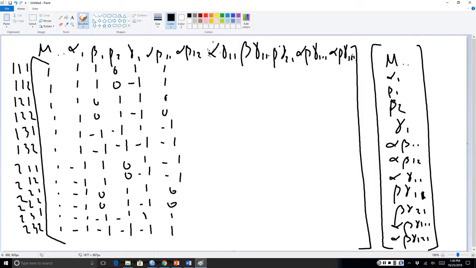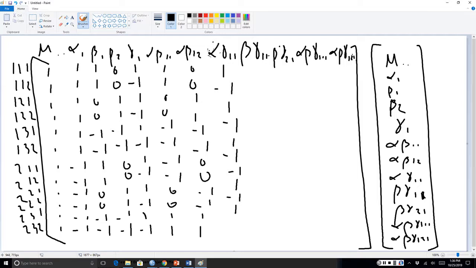Alpha, beta 1, 2. So it's alpha 1, beta 2: 0, 0, 1, 1, negative 1, negative 1, 0, 0, negative 1, negative 1, positive 1, positive 1. Alpha, gamma 1, 1, alpha 1 times gamma 1. So 1, negative 1, 1, negative 1, 1, negative 1, negative 1, 1, negative 1, 1, negative 1, 1.